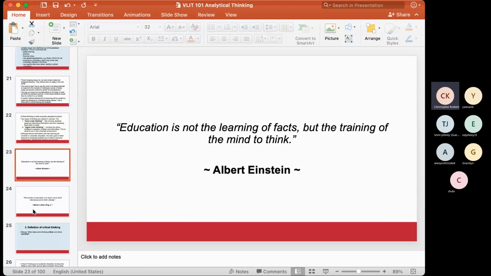Albert Einstein says, education is not the learning of facts, but the training of the mind to think. So you are not here to gather facts. You are here to be trained. What kind of training? It's not training your hands. It's not training your mouth. It's not training your eyes, but training the mind.